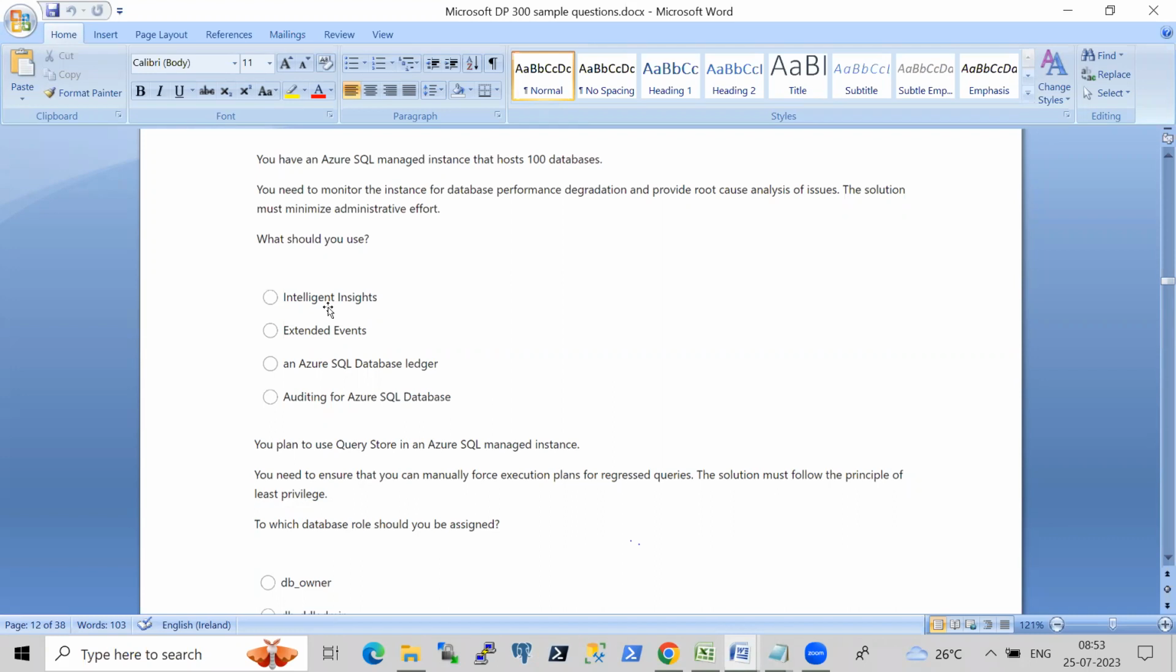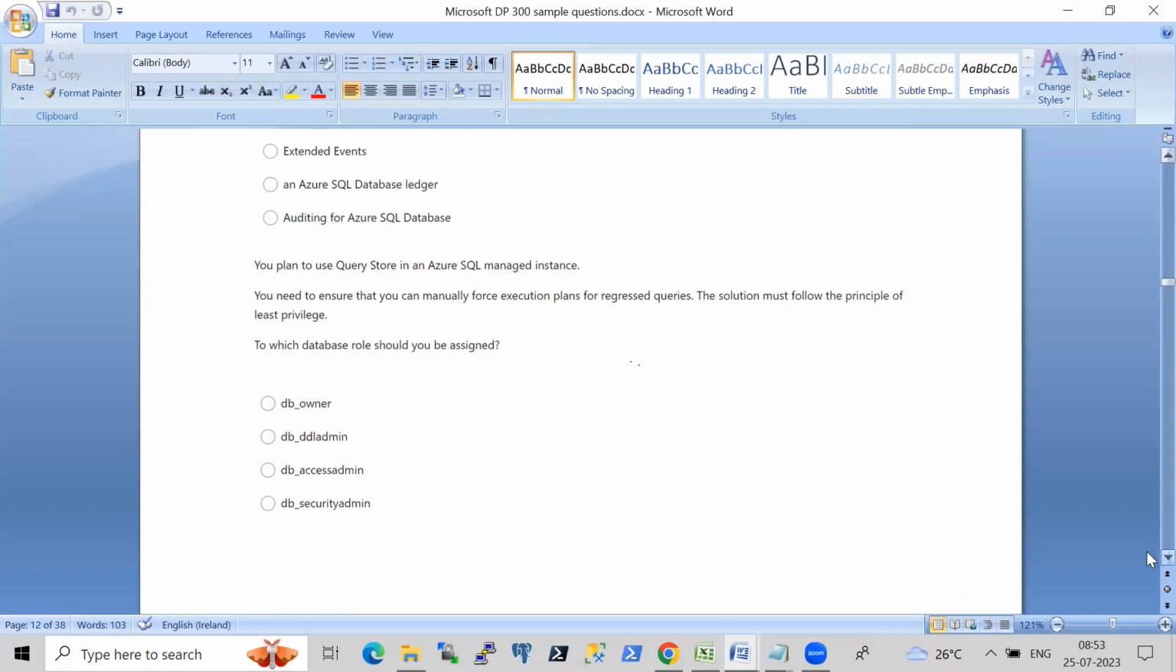Just for your information, although I have shown demos and we discussed intelligent insights in my classes, this is for the people who just joined this session. Intelligent insights is like a monitoring tool where you can monitor your VMs, your MI, your Azure SQL. So intelligent insights is the right answer in this case. Okay, let's move on.